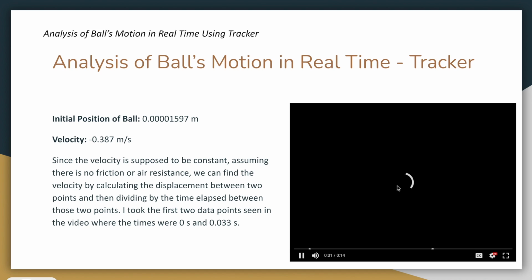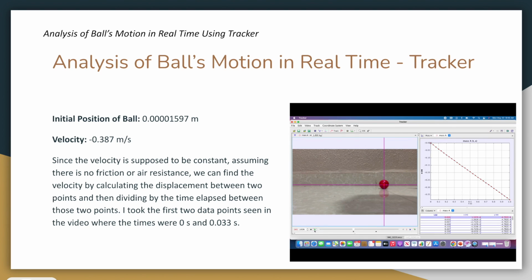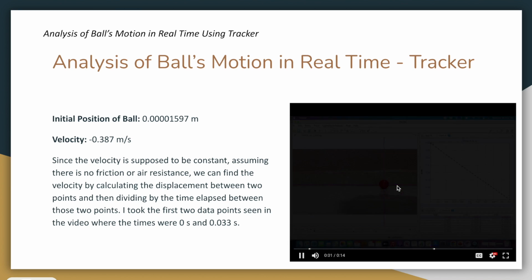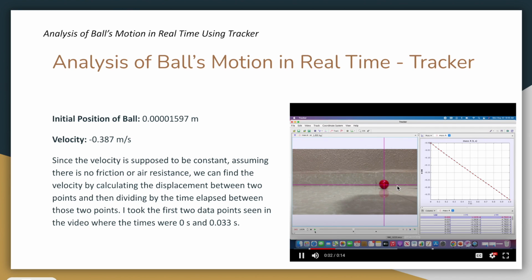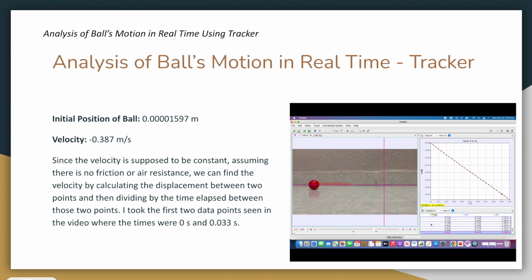I took a video of me rolling the ball and uploaded it on Tracker to plot its position as a function of time. I rolled my ball from right to left, where the axis is negative on the left side and positive on the right side. This results in a downward sloping graph of position versus time as seen in the video. The initial position of the ball was 0.0001597 meters, and the velocity was negative 0.387 meters per second.